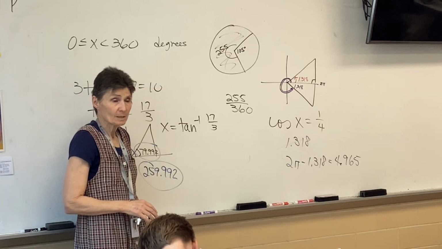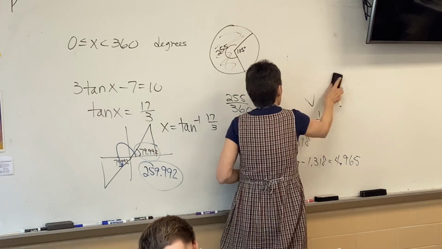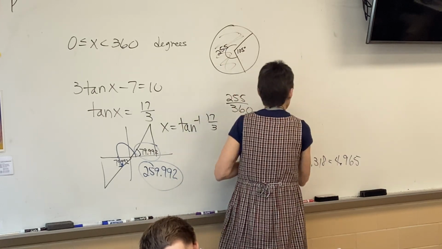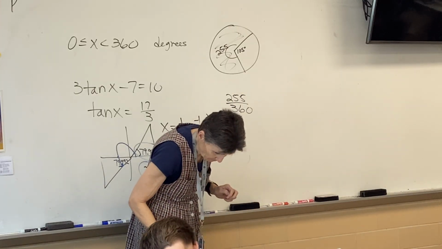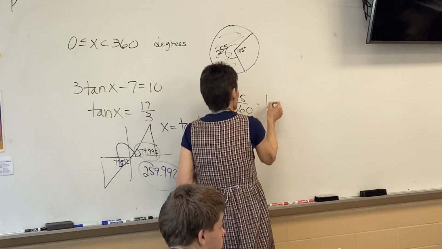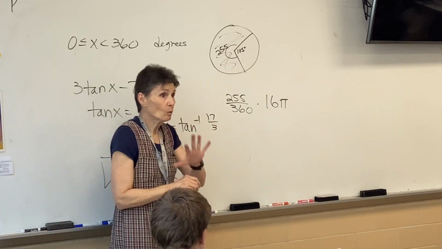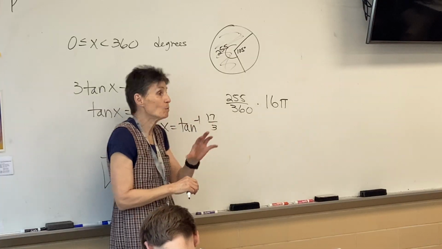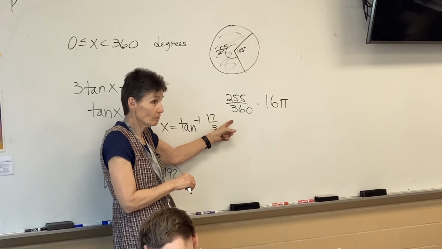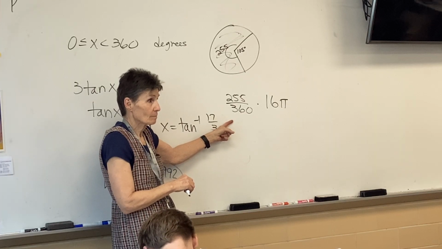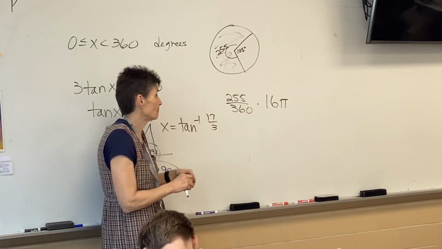Agreed? If I talk about the entire circle, that would be pi r squared. What is my radius? 4? So that would be 16 pi for the whole circle. I don't want the whole circle. I don't want half the circle. I want 255 over 360ths of the circle. Where did this come from? What's that? Pi r squared. That's the area, the whole thing.